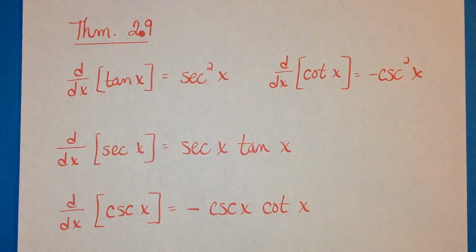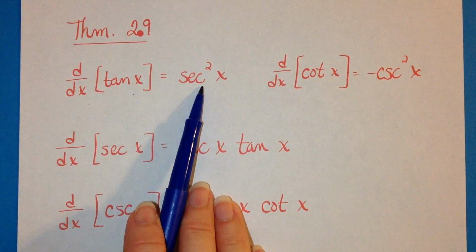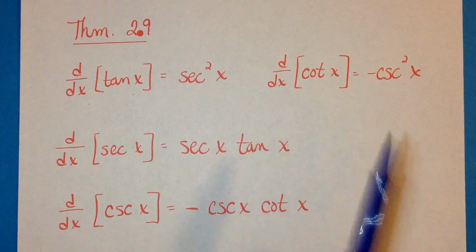Okay, so here's another theorem which has the rest of our trig functions. Of course, we've already learned the derivative of sine and the derivative of cosine. So now we have the other four trig functions. So the derivative of tangent is secant squared, derivative of cotangent is negative cosecant squared.